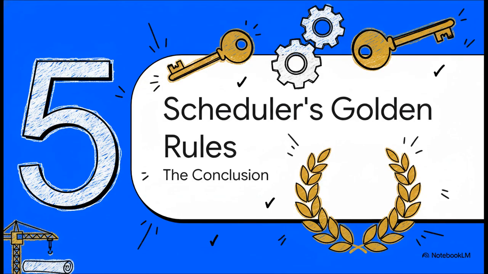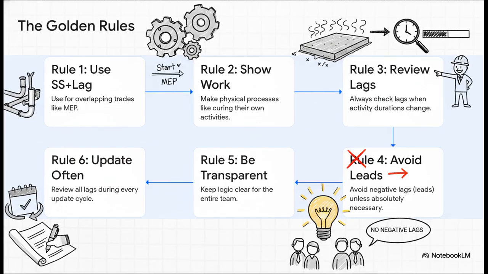Okay, let's bring it all home. We've looked at the problem, we've got the tools, and we've seen the traps. Now let's wrap this up with a clear, actionable set of golden rules to keep your schedules honest, effective, and realistic. Here they are. Number 1. Use start to start with a lag for those overlapping trades. 2. If it's a real physical process, like concrete curing, make it its own visible activity. Don't hide it. 3. Every time you change a task's duration, you have to review the lag attached to it.